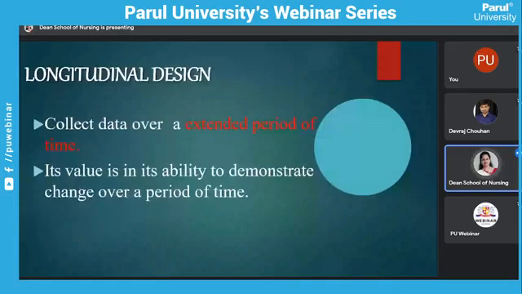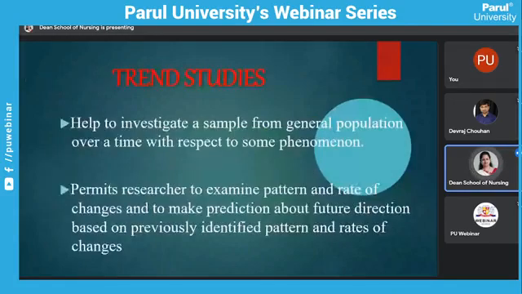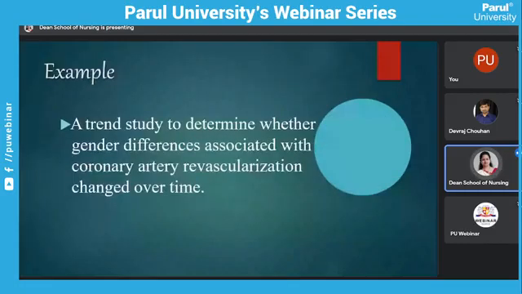Trend. Here in this, it helps to investigate a sample from general population over a time with respect to some phenomenon. It permits a researcher to examine the pattern and rate of change to make the prediction of future direction based on previously identified problem or pattern or rate of changes. A trend study to determine whether gender differences associated with CABG, coronary artery revascularization, changed over time.